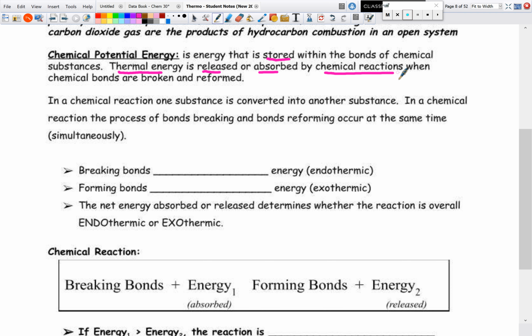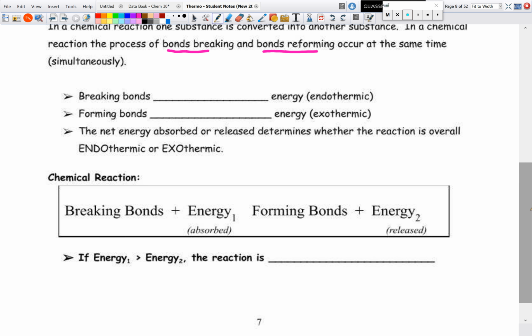So in a chemical reaction, one substance is converted into another substance. And in a chemical reaction, the process of breaking bonds and bonds reforming occur at the same time. Now, this will always be the case. So when we break bonds, this requires energy, or it is always an endothermic process. And when we form new bonds, it always releases energy, which is always exothermic. So the net energy of a whole reaction just depends on which one is bigger.